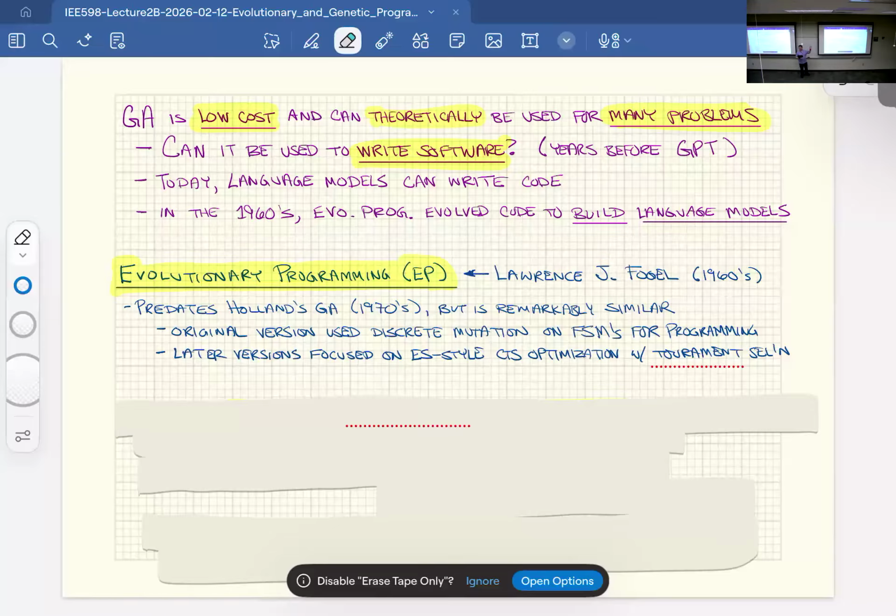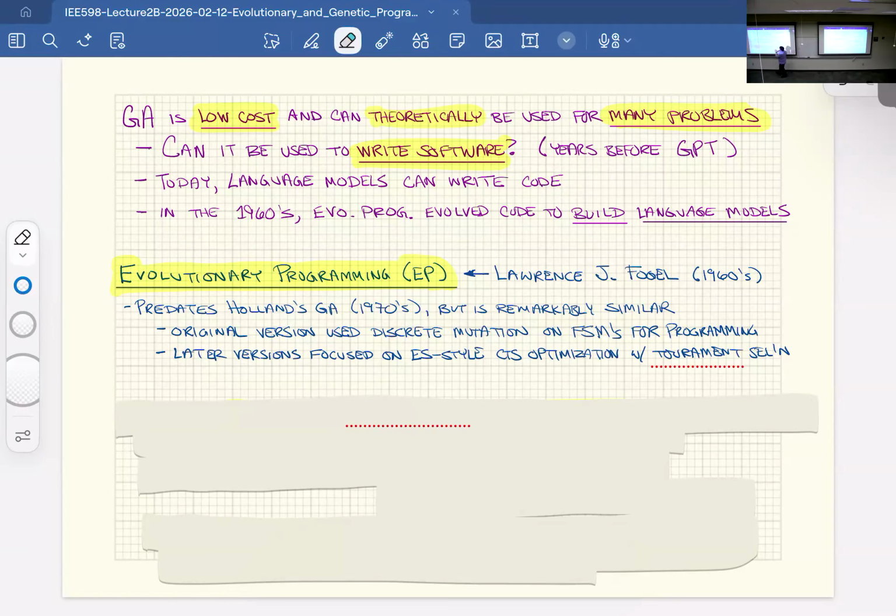One of the first examples, and this actually predates the GA, is evolutionary programming, Lawrence Fogel in the 60s. It's remarkably similar to genetic algorithms. A lot of times I just present them as if they're contemporaries, or that this came later. But it's really kind of convergent evolution, so to speak, in that evolutionary programming is very similar to the GA in structure. But this version used discrete mutation. And that's how it was used with programming languages, because you're choosing, mutating a symbol.